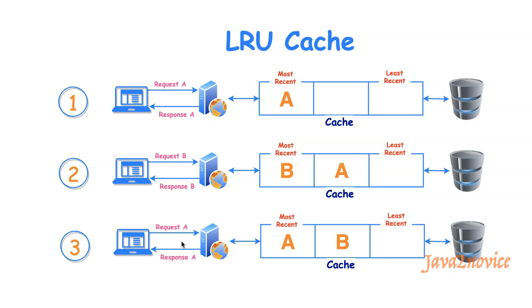Now the client is making another call called request A. Since the request A data is already available in the cache, it will be returned back to the client immediately. Since request A data is accessed recently, again it will be placed at the first position in the cache and data B's position will be adjusted accordingly.